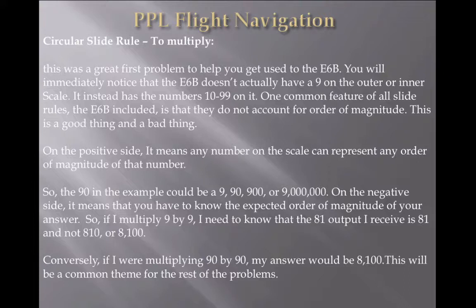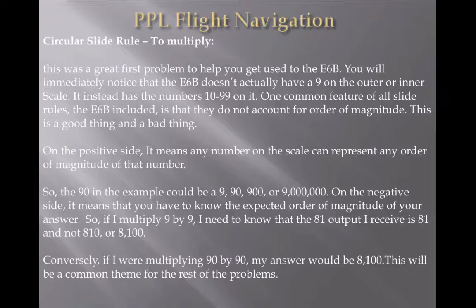Now, one of the common features that we're going to see through all of these calculations is that they don't account for orders of magnitude. This works in your favour, but it also works against you. You have to be able to do some expectational arithmetic. What kind of number you want to be looking for. On the positive side, it means that any number on the scale can be represented in any order of magnitude of that number. So 90 in the example could be 9, 90, 900, or 9 million. On the negative side, it means that you have to know the expected order of magnitude of your answer.